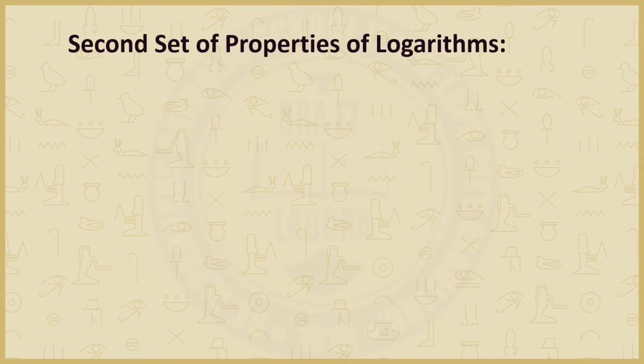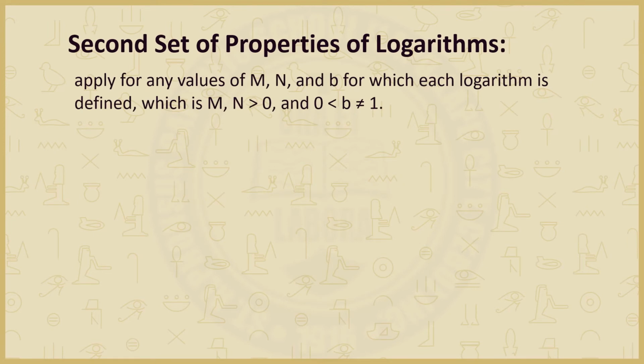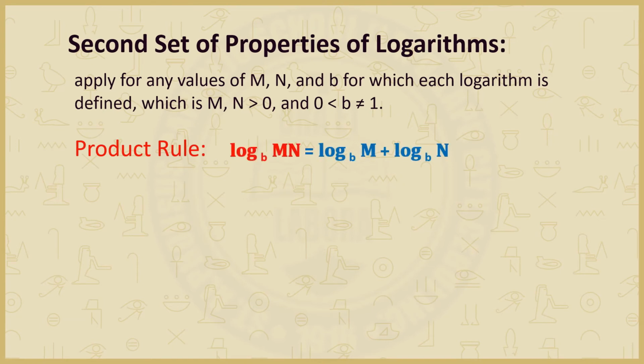For the second set of properties of logarithms, they apply for any values of m, n, and b, for which each logarithm is defined, which is m and n are greater than 0, and b is not equal to 1, but greater than 0. So, for the product rule, the logarithm of m times n to the base b is equal to the logarithm of m to the base b plus the logarithm of n to the base b.